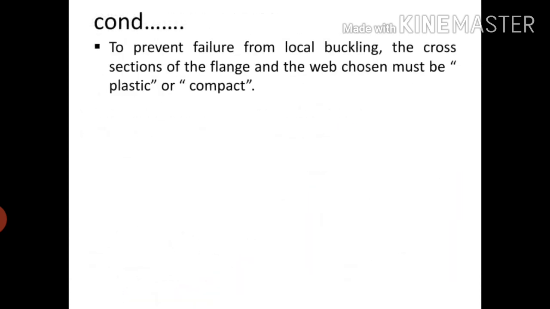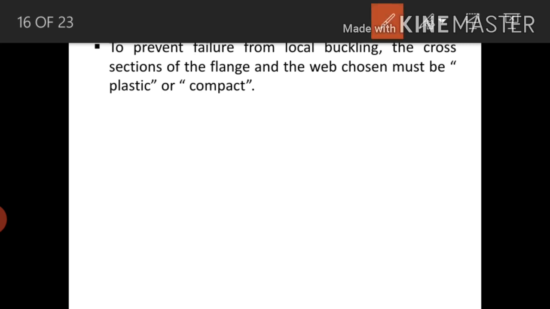To prevent failure from local buckling, as I explained in the previous slide, what is a local buckling? To prevent failure from local buckling, the cross sections of the flange and the web chosen must be plastic sections or compact sections. So what do you mean by plastic section or compact section? These things I'll explain in the next part of this lecture. What are plastic sections and what are compact sections?